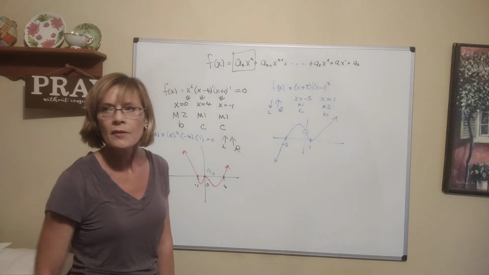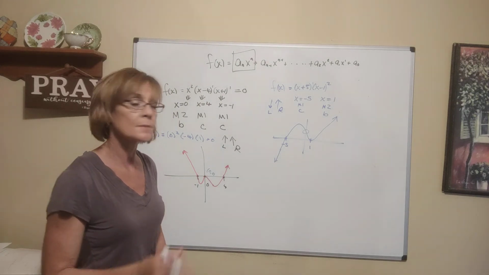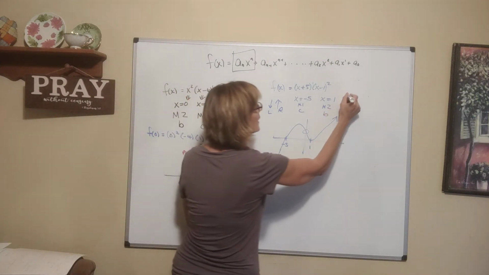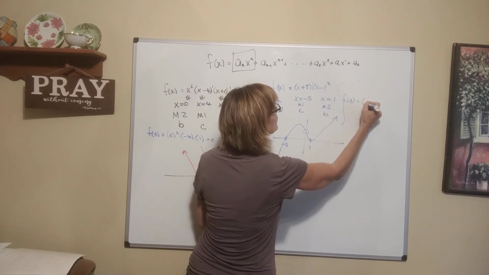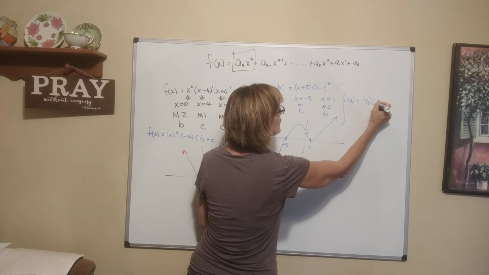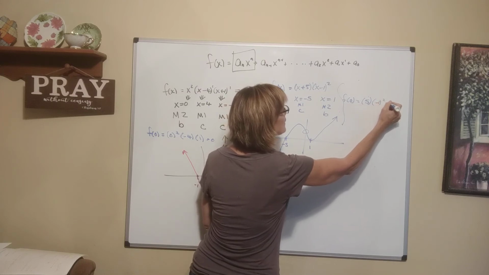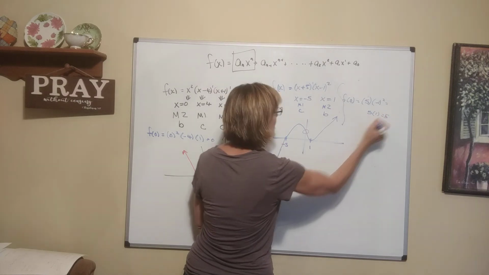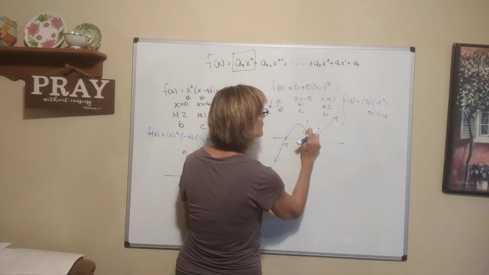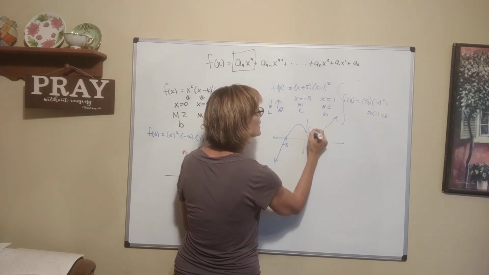This is not an accurate graph, but they asked me to find the y-intercept, so let's just find it. F of 0 is equal to 0 plus 5, 0 minus 1 squared. So this is going to be 5 times 1, or 5. The y-intercept right here, this point right here is 0, 5.